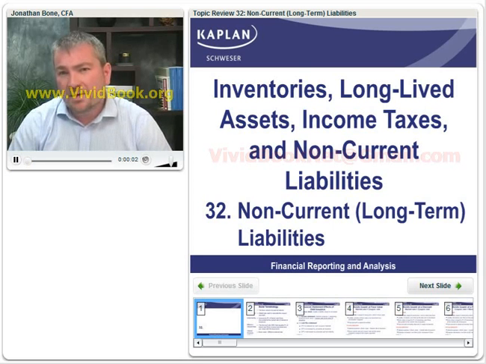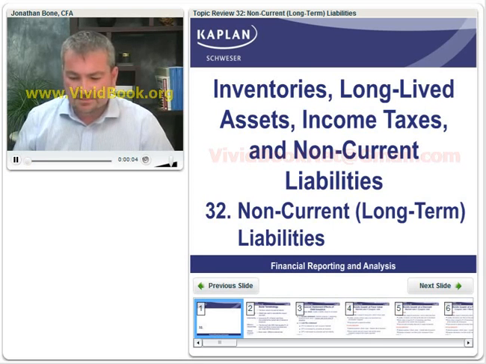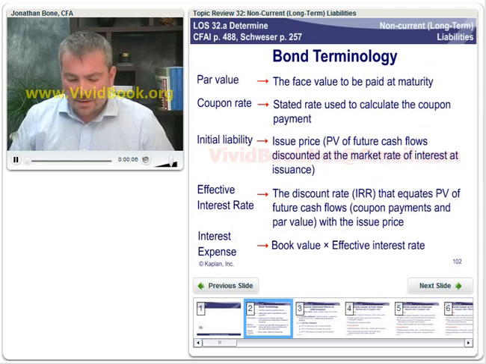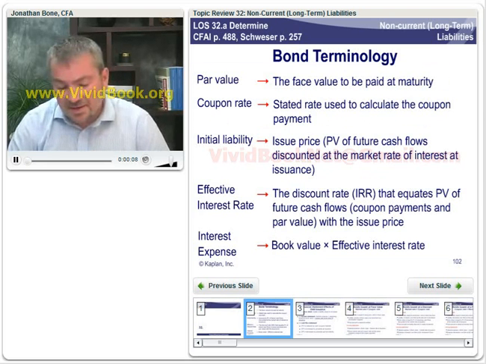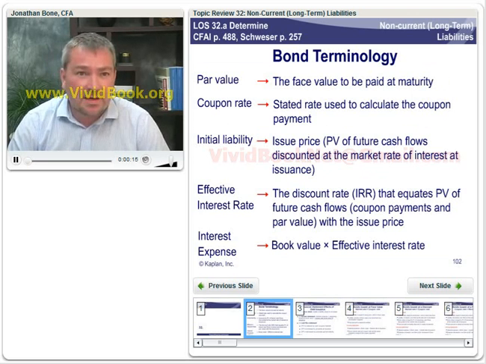Welcome to our reading on non-current liabilities. Our first LOS asks us to determine the initial recognition and measurement and subsequent measurement for bonds. So in other words, what do they go into the balance sheet when the bond is first issued? Then as the bond ages, how does the balance sheet value change?